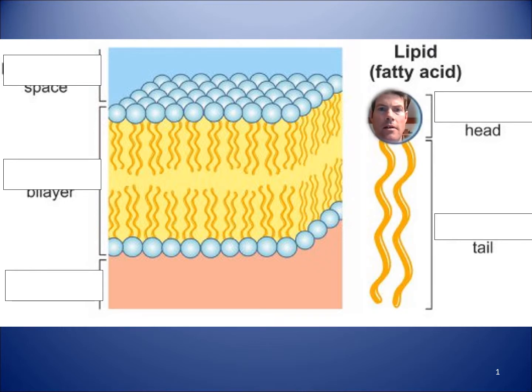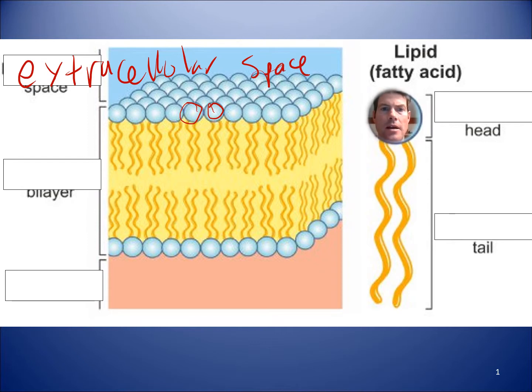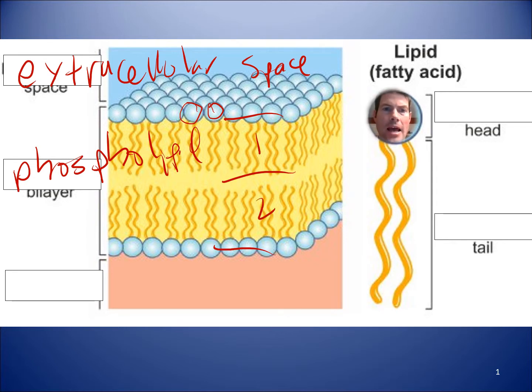The inside of a membrane, right here, we have all the phospholipid heads. Right up at the top, you can see this extracellular, outside the cell, extracellular space. This is our phospholipid. See, one layer, two layers. So one, two. So we call it bilayer. You can see it written there. And this right here is a cytoplasm. Inside the cell right there.